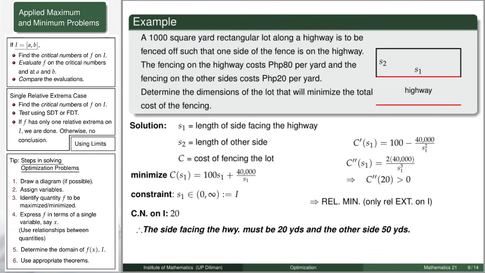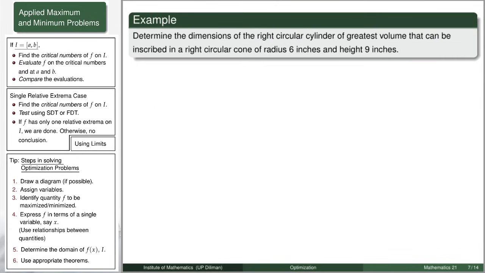Now let's have another example. I want to determine the dimensions of the right circular cylinder of largest volume that can be inscribed in a right circular cone of radius 6 and height 9. This question is a little bit tricky because you will have two figures here. One is a right circular cylinder and the other a right circular cone.